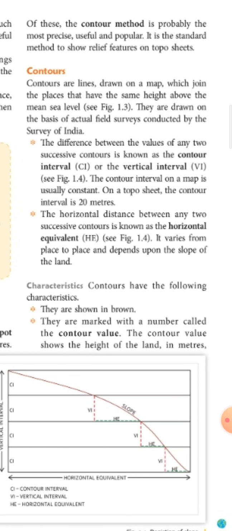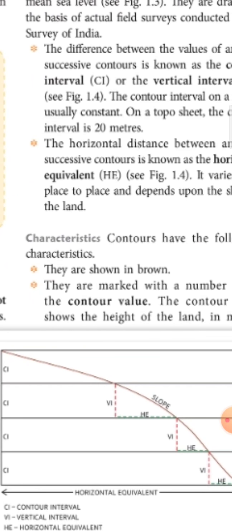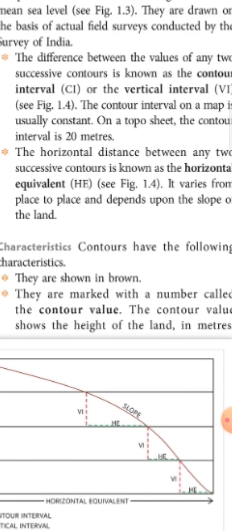Then the horizontal distance between any two successive contours is known as the horizontal equivalent. What is called the horizontal equivalent? The horizontal distance between any two successive contours is known as the horizontal equivalent. Here you can see that contours.